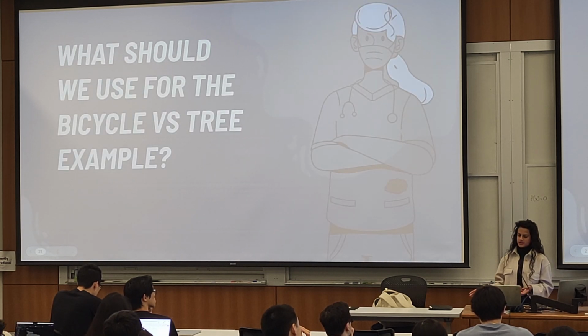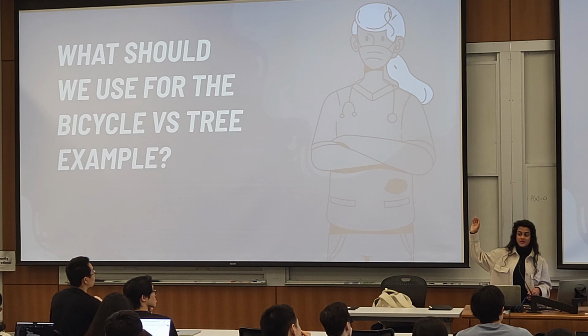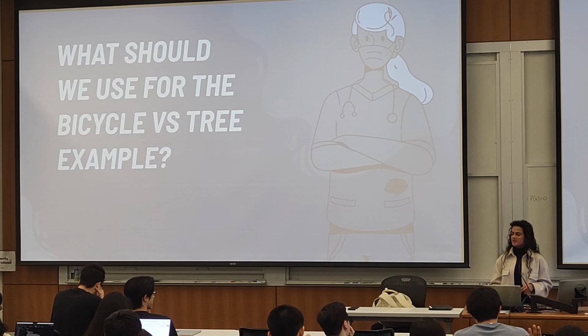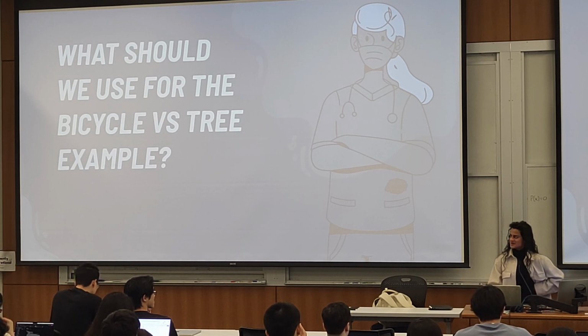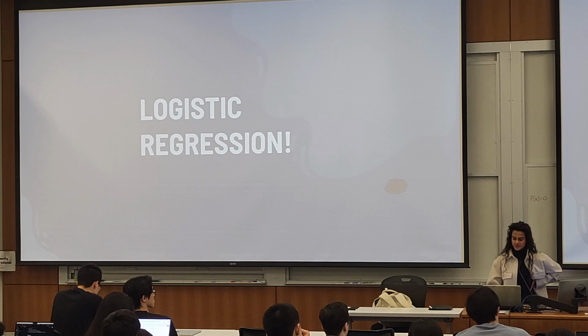So what do you guys think we would use for the bicycle versus tree example? Do you think we'd use regression? Raise your hands. No hands? Okay, wow. Do you think we should use classification? Raise your hands. Yeah, okay, awesome. This is kind of a trick question, because logistic regression can be used in classification. You guys are all, no, I'm just kidding. But yeah, you could use classification for this model.